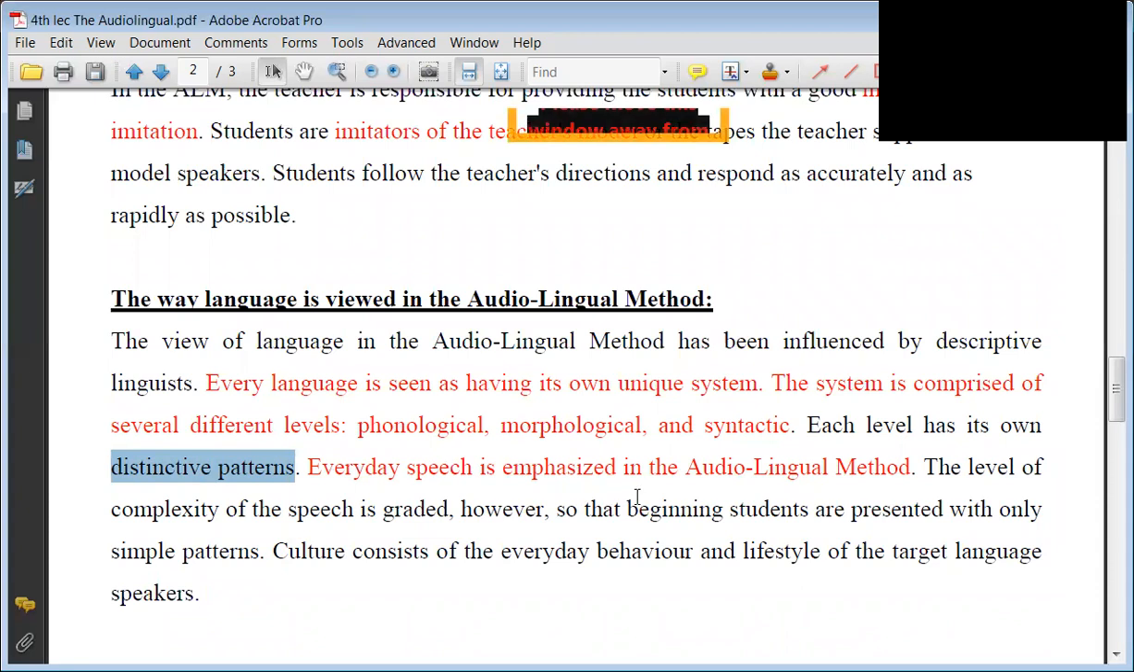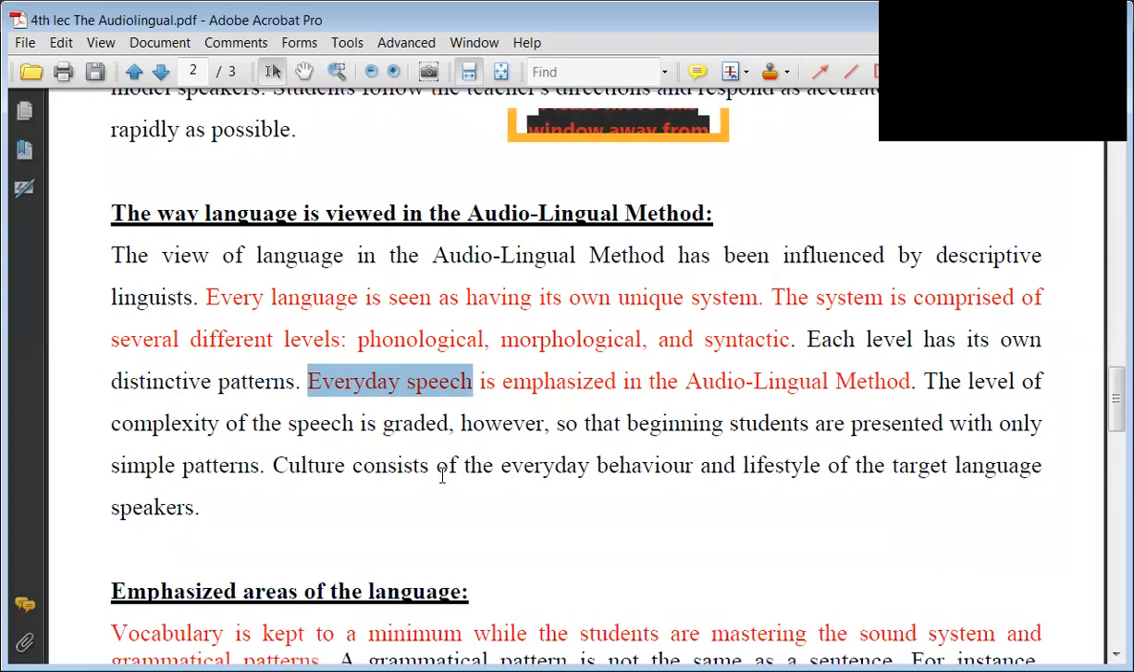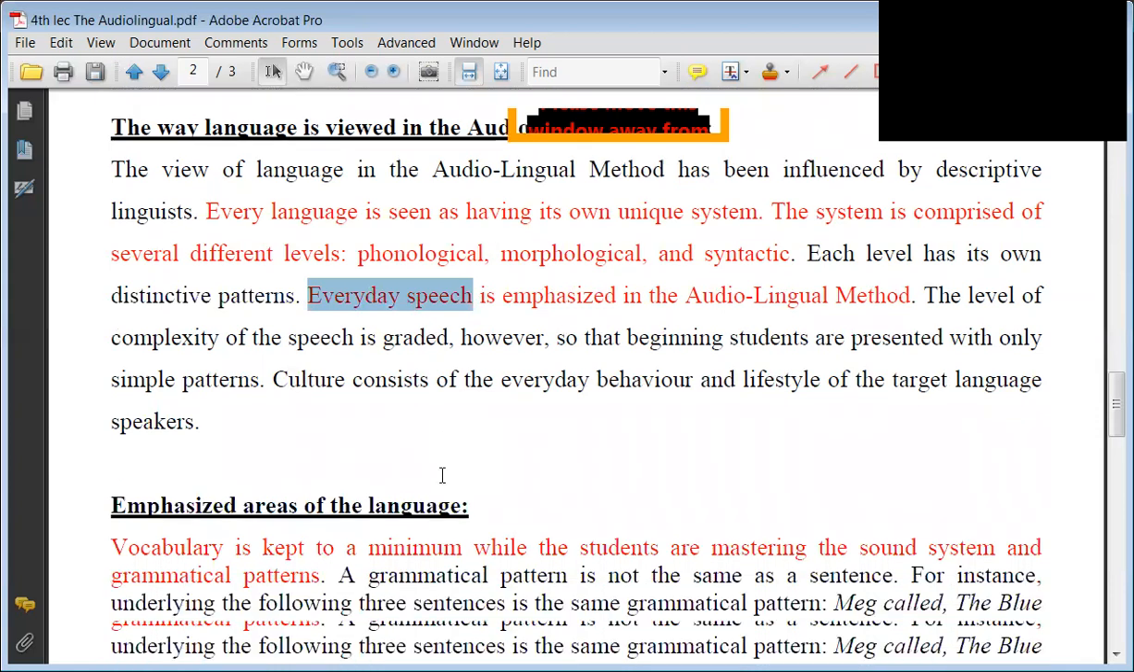Everyday speech is emphasized in the audiolingual method. Why is that? Because this method is intended to enable learners to use the language communicatively. And when we say that the language is used communicatively, it means that they are using everyday speech, the normal language we use every day, because it is the best way to communicate with others. So this is the way the audiolingual method looks at language.